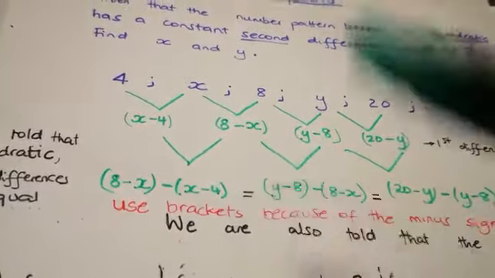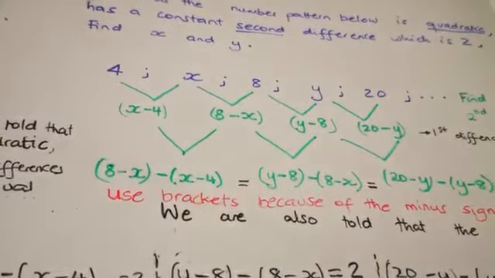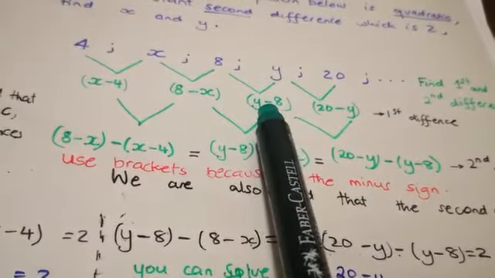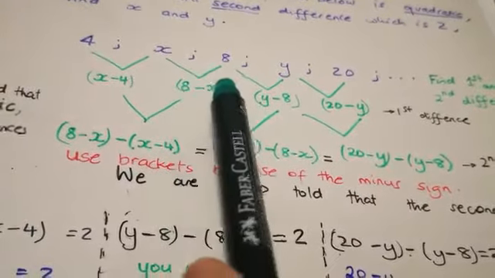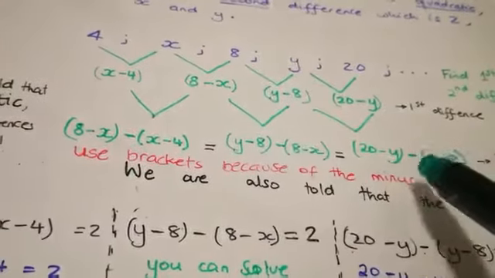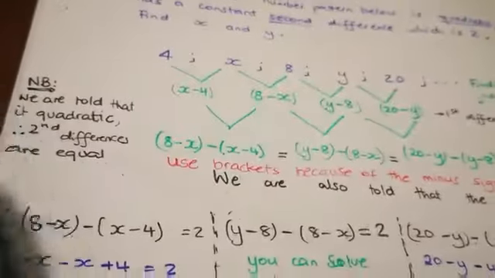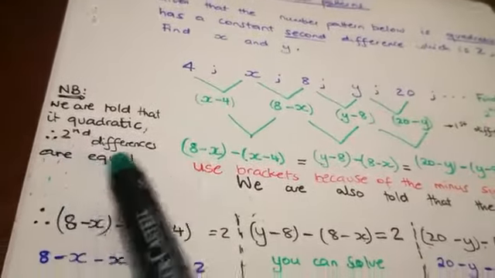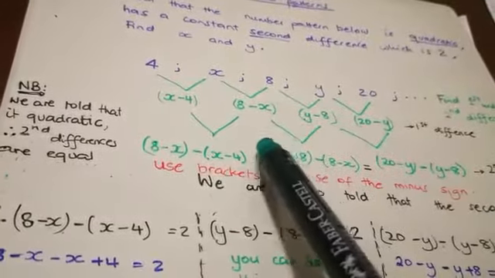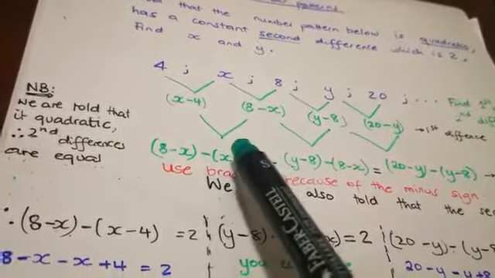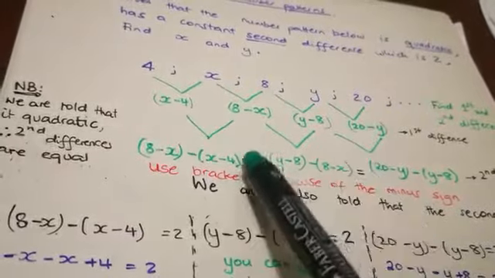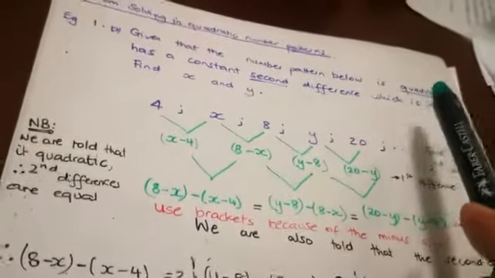Sometimes there are questions that follow after finding x and y. I did the same also here. y minus 8 minus that bracket, and then the last one is this bracket minus that bracket, which gives me that. Now we are told that it is quadratic, so that means the second differences are the same. Again, this is a very important concept to remember: if we are told that it is quadratic, the second difference is always going to be equal.